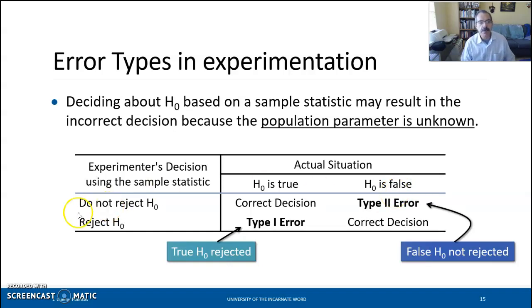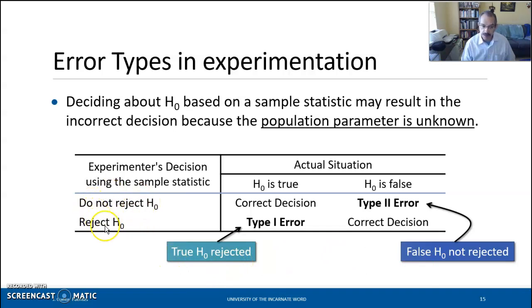Let's say that the experimenter decides not to reject the null hypothesis. So if the null hypothesis is true, well, he or she made the correct decision. But if the null hypothesis is false, then the experimenter has incurred what we call the type 2 error. So he did not reject, or she did not reject, a false null hypothesis.